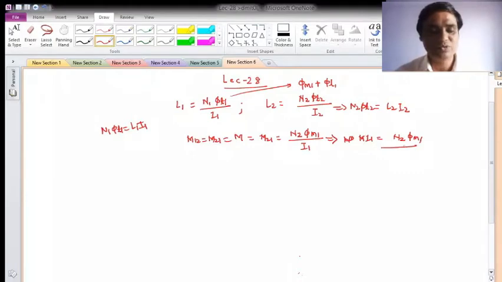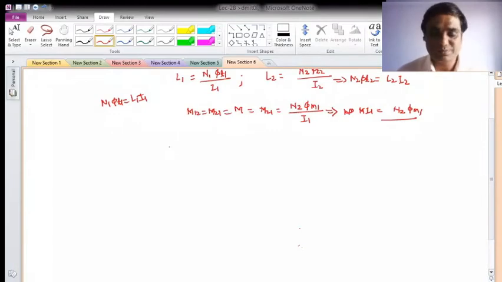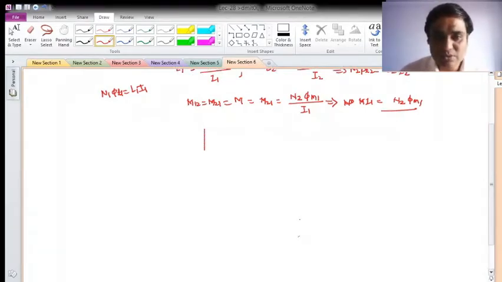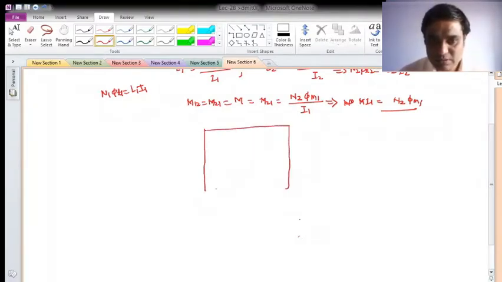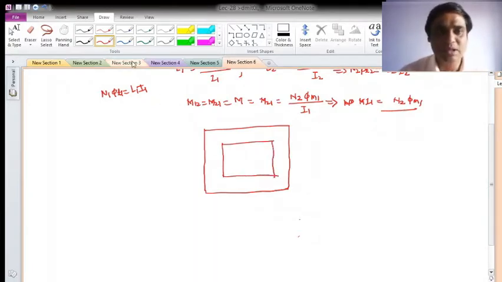Okay, now suppose I have two coils, and in that the time varying currents are flowing. So let me draw the magnetic circuit first. Suppose this is my magnetic core, and to that magnetic core I have wound the wire like this, this way.